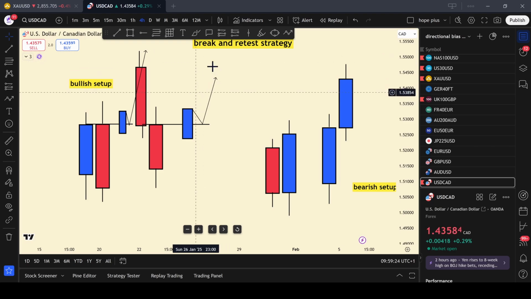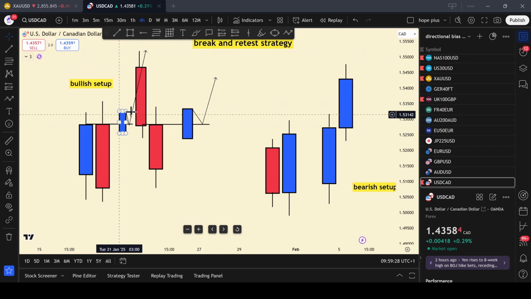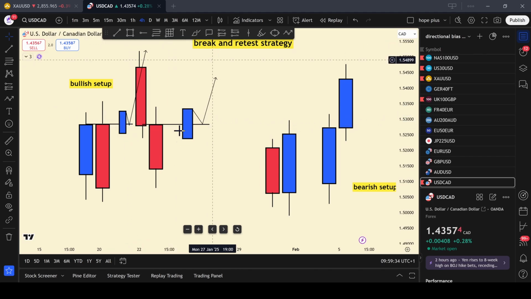But that doesn't mean you should start buying. Remember, it has to retest. If it breaks alone, it's not sufficient enough. You need a retest to push higher. So in a break and retest strategy, when price comes back here, you can then look for your entry models that you use to formulate your trading decision.